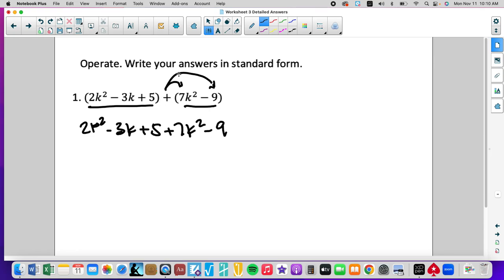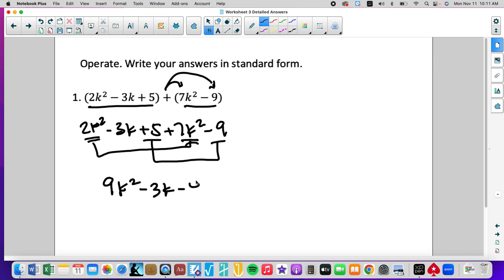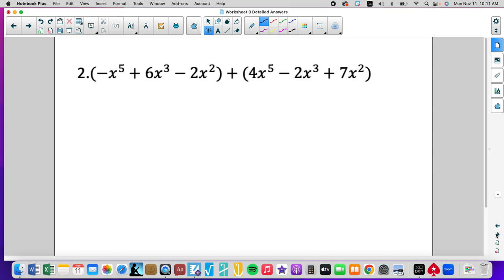They would write it out without the parentheses, and then you see you have like terms, you have like constants, and you're going to combine those coefficients. 9k squared minus 3k minus 4. So we're writing that in standard form. We're combining like terms, and that would be our answer.